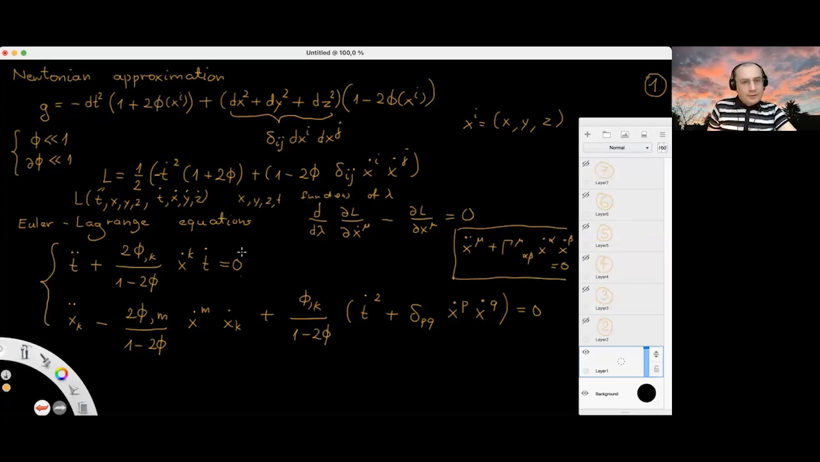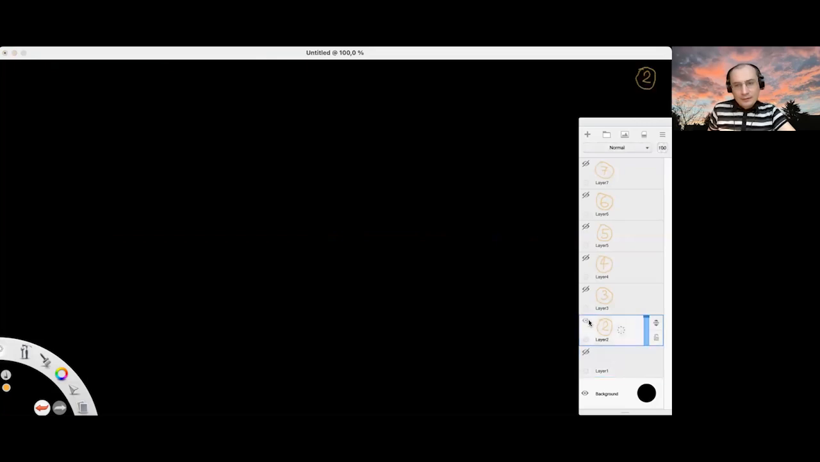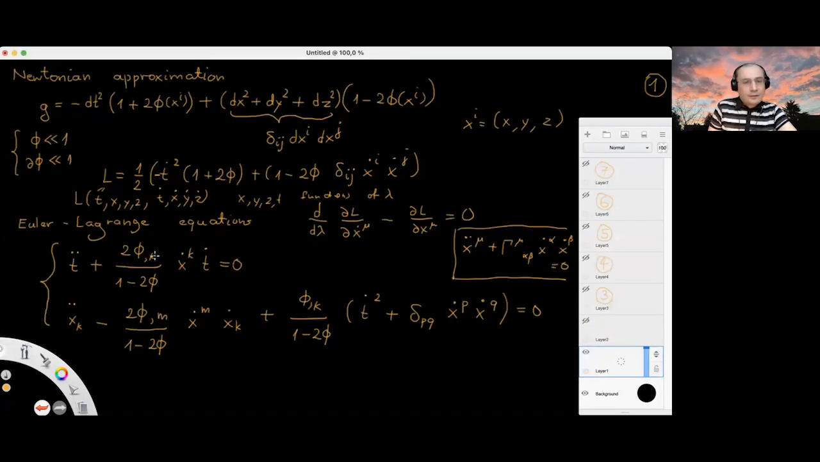Okay, the first equation is relatively easy. So we write the answer on the second layer here. So it seems that there is only one type of coefficients which does not vanish, and this is basically gamma^0_0k, where k runs from 1 to 3. It numbers the spatial components.